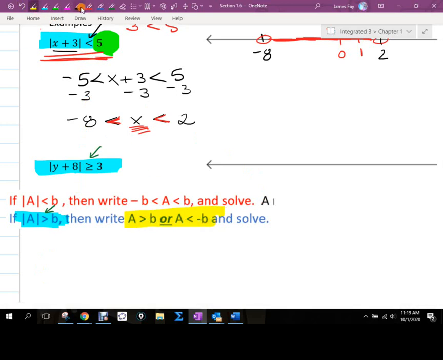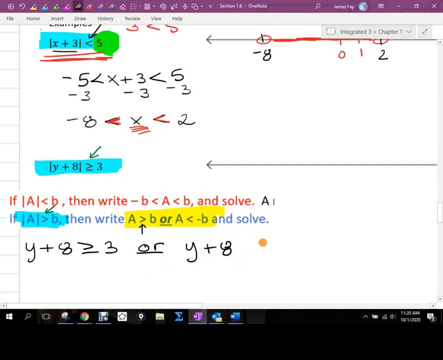Okay, so the way I've written this, what is our capital A for this particular problem? y plus 8. So I say y plus 8, and then I use the greater than sign. But just pay attention, because ours is greater than or equal to, right? I use that, and then what is our B for our problem? 3. Okay. Then I write the word or. And again, you've already told me what A was.